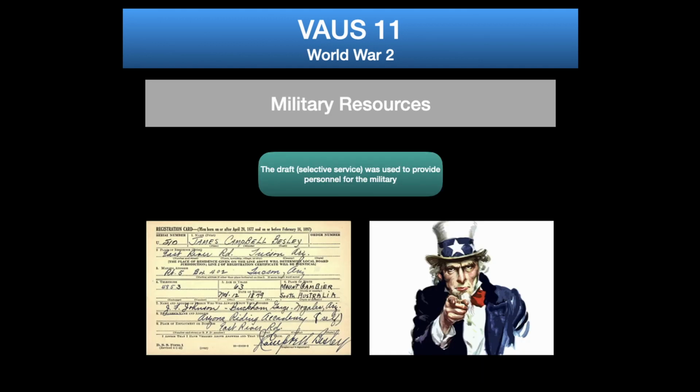So for military resources, the draft is the primary tool of getting personnel. This is also called the selective service. Today, when you get your driver's license, you're registered for that if you're a male. So females do not register for selective service at this point. But again, in the past, you had to fill out a card and you would go to the post office to fill that out when you turned 18.